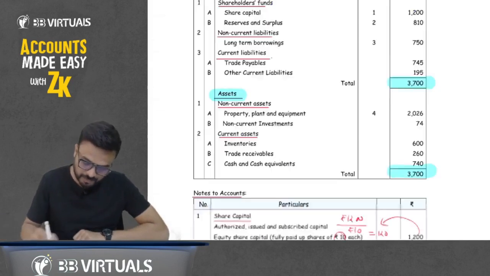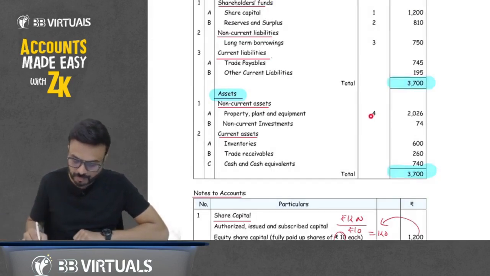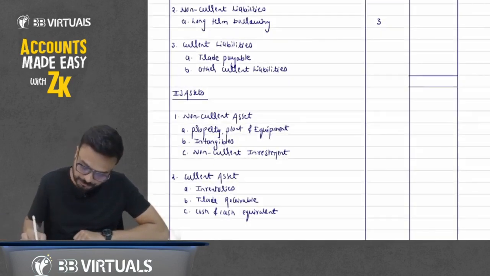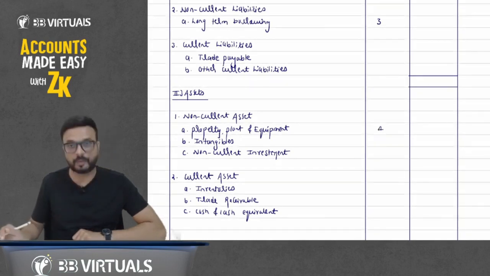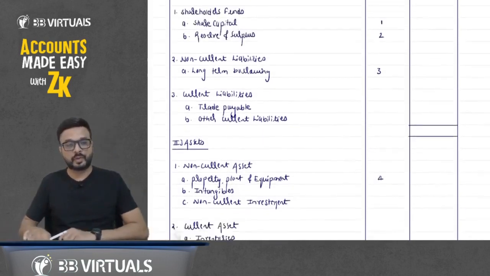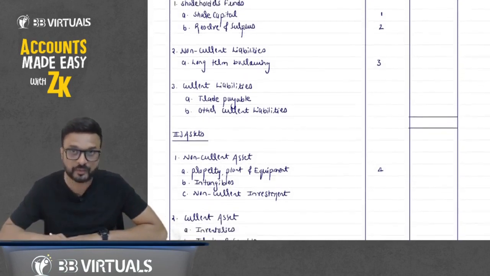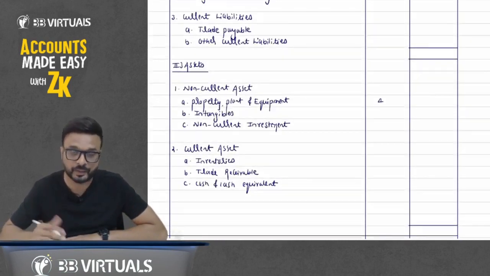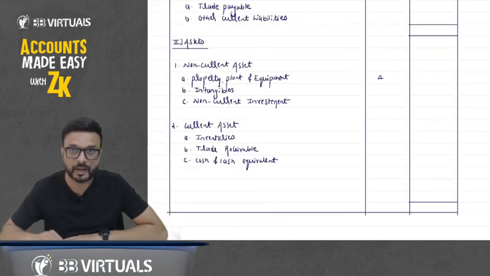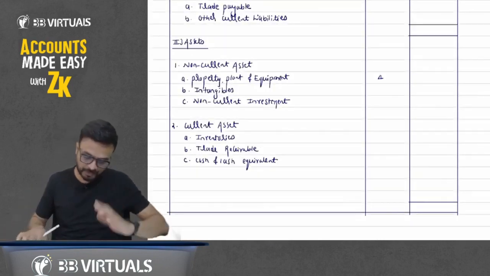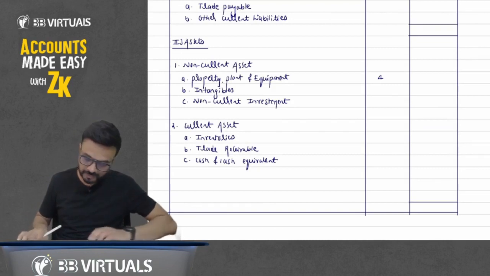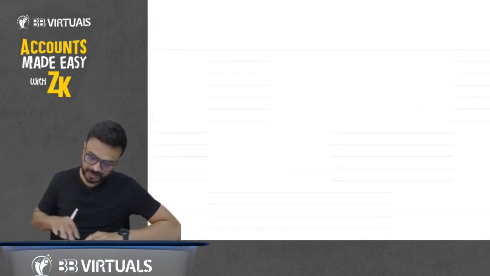They have also given in the question a note number for PPE. So we can also prepare here the notes to accounts on property, plant and equipment. All of you have written this. This is the format of the balance sheet as per Schedule 3. Now write down after this. Rupees, yes, rupees. Write down after this.